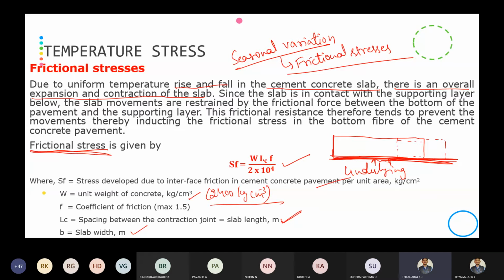Okay, is it clear? Frictional stresses, is it clear? Kindly respond. Okay.